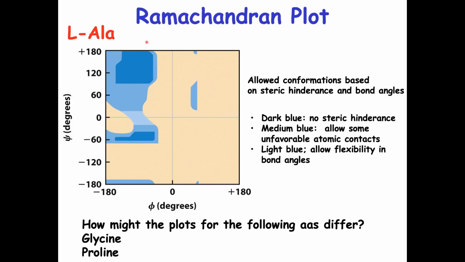So again, glycine has a smaller R group. It's going to be less sterically hindered. It's going to have a broader range of allowed conformations, and there's going to be more blue. Proline is going to be very restricted. It has that really bulky R group, and you're going to have very little amounts of blue.